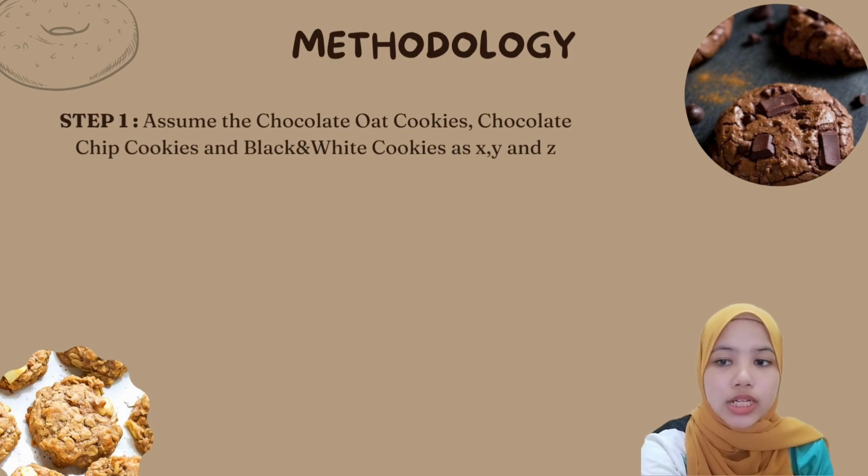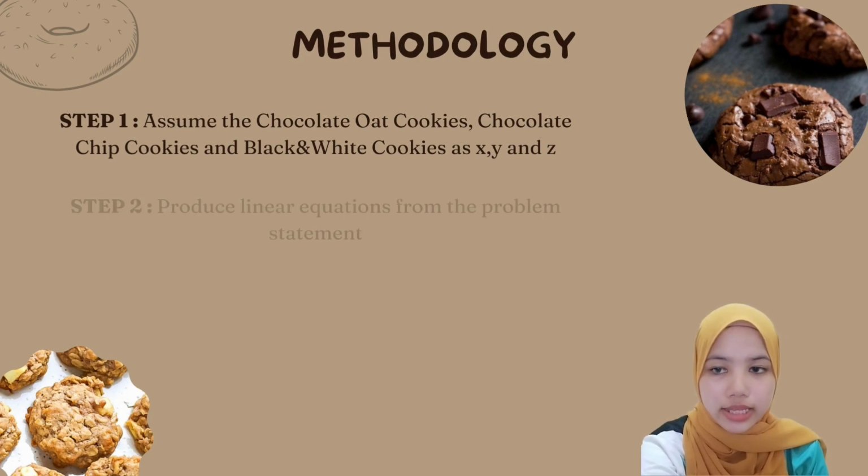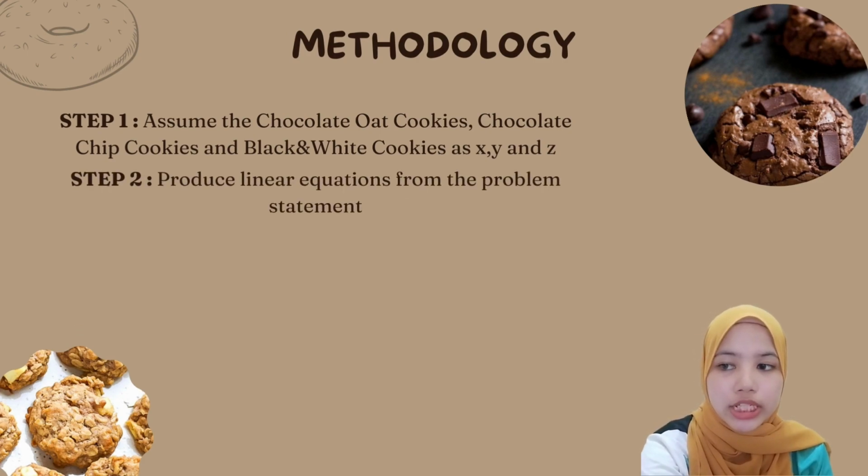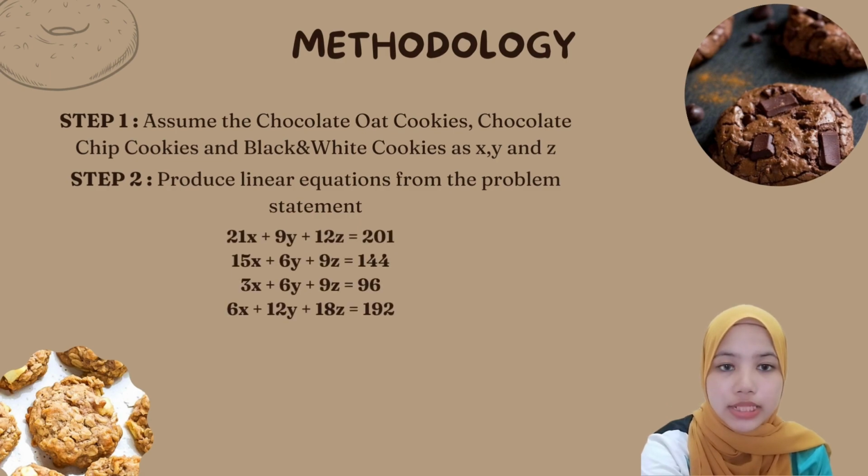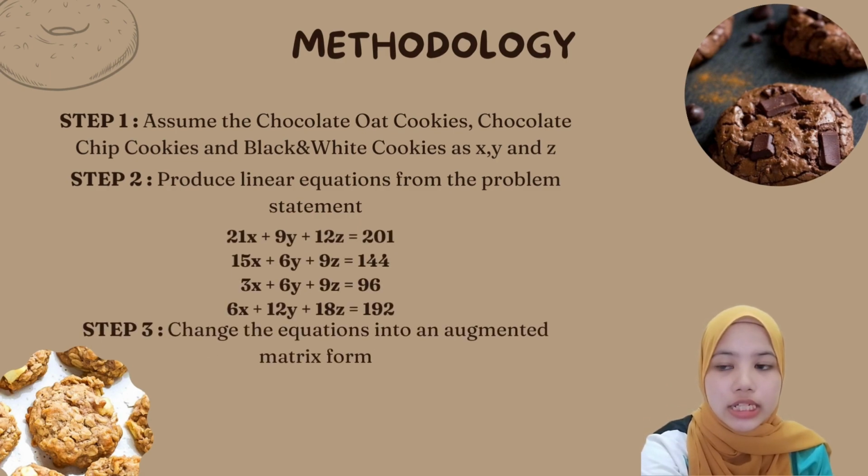First step, we assume that chocolate oat cookies, chocolate chip cookies, and black and white cookies are X, Y, and Z. Second step, we produce linear equations from the problem statement. And the third step, we change the equations into the augmented matrix.